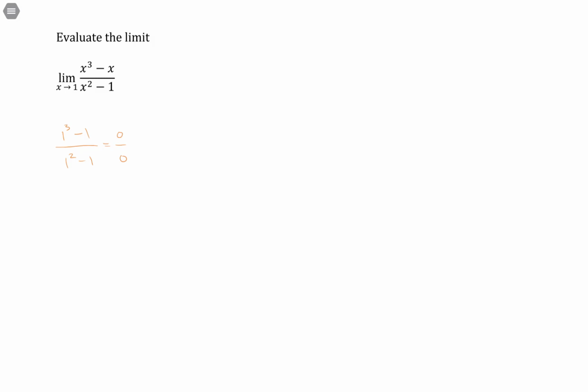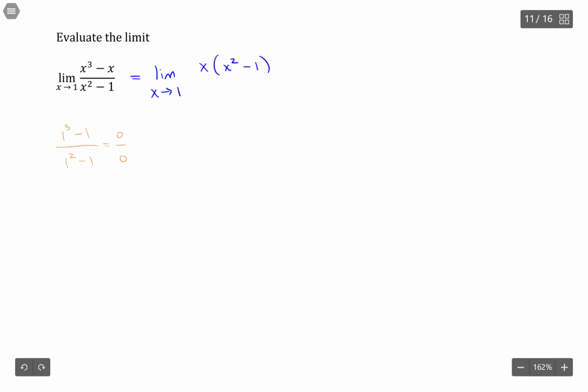So let's try it. Since we're dealing with polynomials, the most likely candidate for the type of algebra that we need to do is factoring. In the numerator, there's a common factor of x, which I can pull out, and that would leave me an x squared minus 1. In the denominator, I have x squared minus 1.